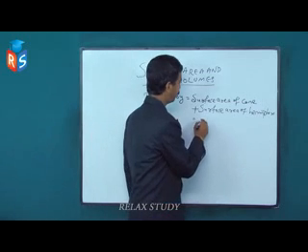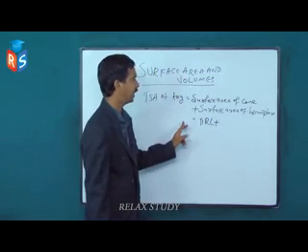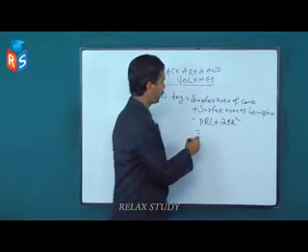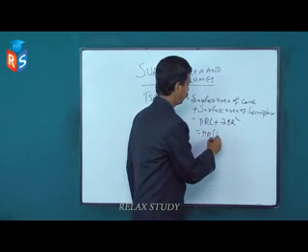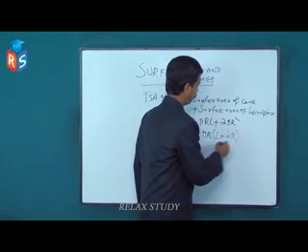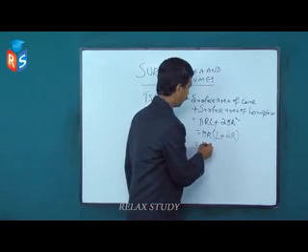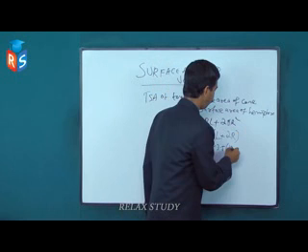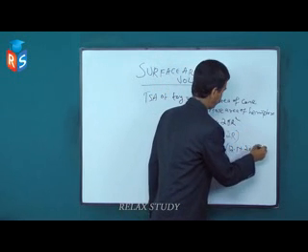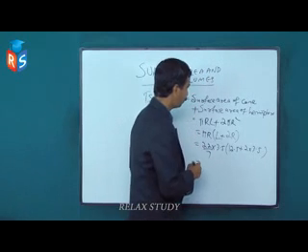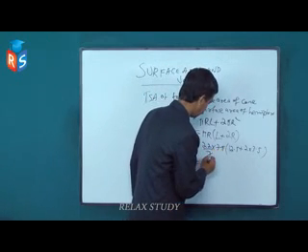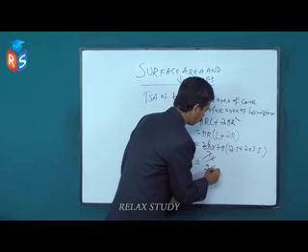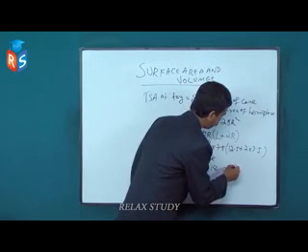Then the TSA of the toy equals the surface area of the cone plus the surface area of the hemisphere. We know the surface area of the cone is pi RL and the surface area of the hemisphere is 2 pi r square. So here we can take pi r outside: pi r into (L plus 2r). We substitute the values: 22 by 7, r is 3.5, into (12.5 plus 2 into 3.5). On simplification we get the answer as 214.5 centimeter square.